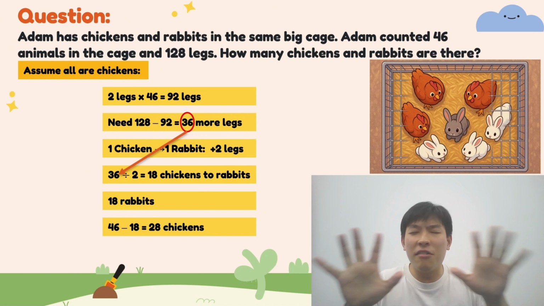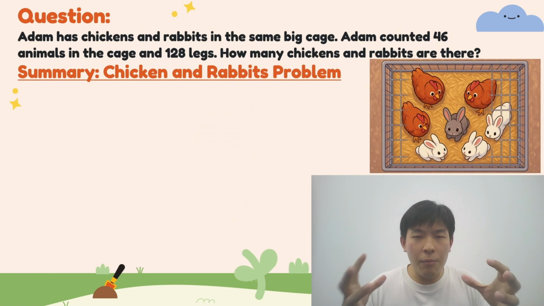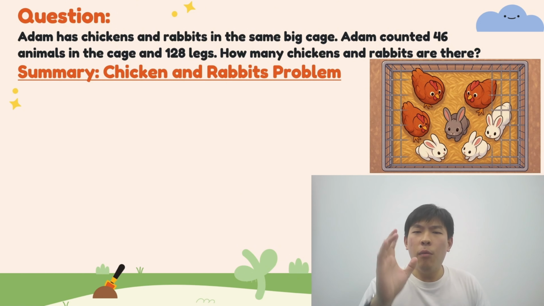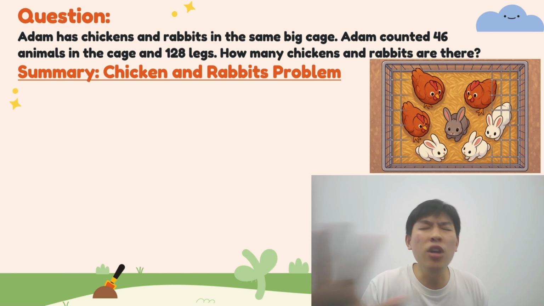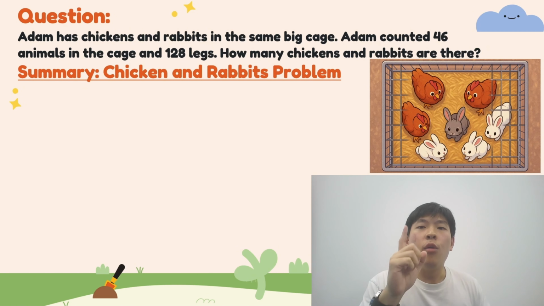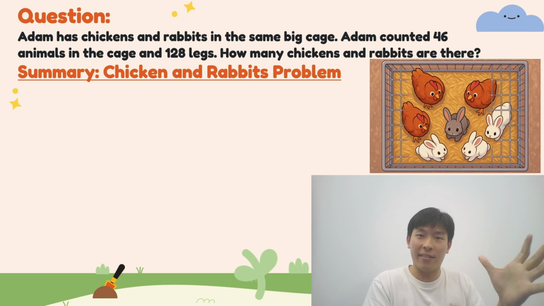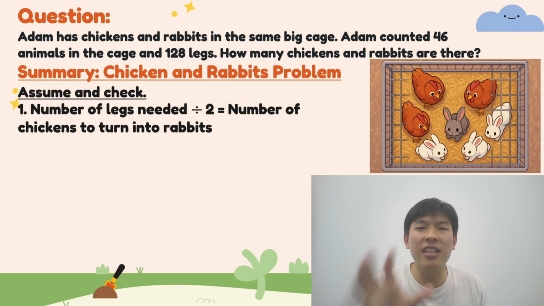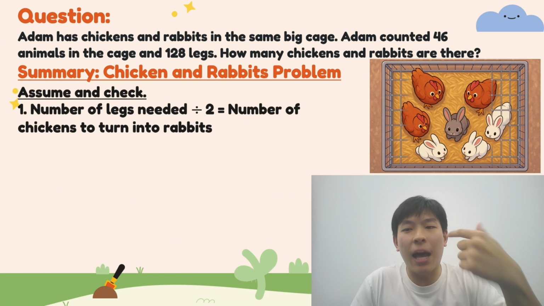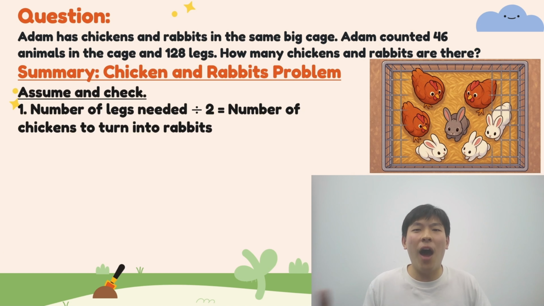So now, let's do a very quick summary of this problem. Now, the summary of the chicken and rabbit problem. What is the first thing that we do to solve this problem? Yes, we assume that all of them are chickens and we check how many legs we need more. Then how do we find the number of chickens to convert into rabbits? Yes, we take the number of legs needed divided by 2. Then we get the number of chickens to turn into rabbits. And that is the summary of this problem.